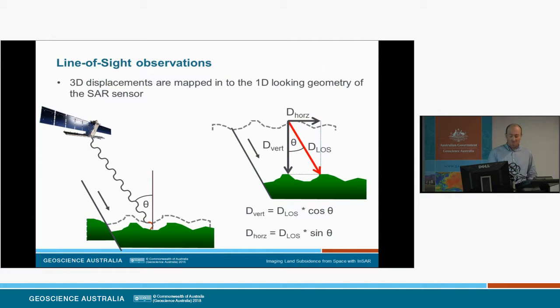So for subsidence, we're primarily interested in the vertical component. And we can do these operations on the data using the cosine or the sine of the incidence angle to determine the vertical or the horizontal components of that signal. But in today's talk, I'll just be showing you the line of sight deformation, so that's in this direction.